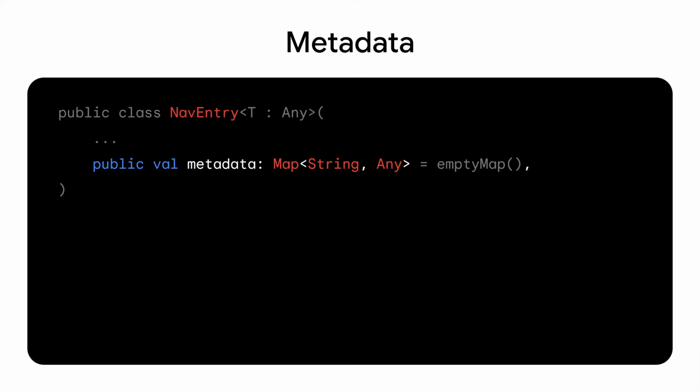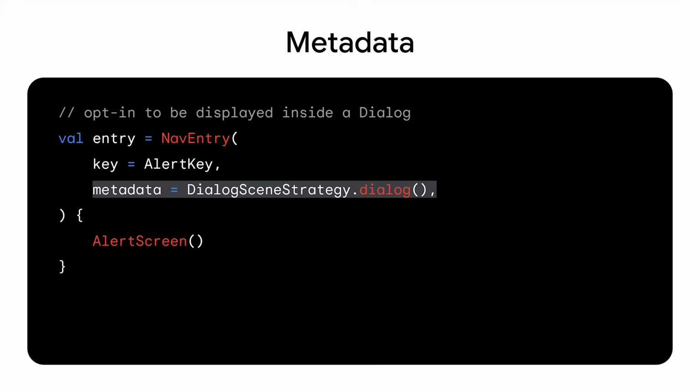Now, how does the scene strategy decide whether to return a scene or not? One of the ways is by evaluating the entry's metadata. The nav entry has a metadata field, which is a map of string key to any values. Nav entries can opt in to be displayed by specific strategies through adding the metadata defined by a strategy. This gives entries control over how they want to be displayed. In this example, the entry opts in to be displayed as a dialog.